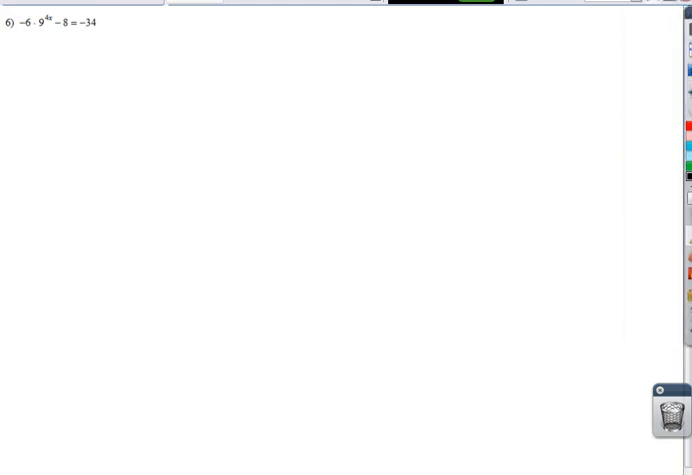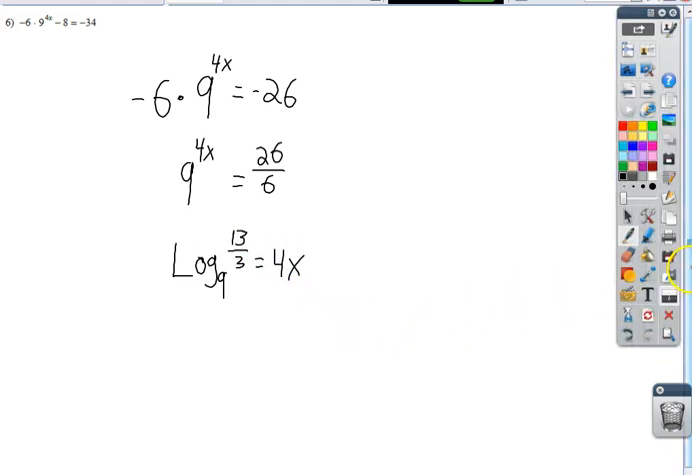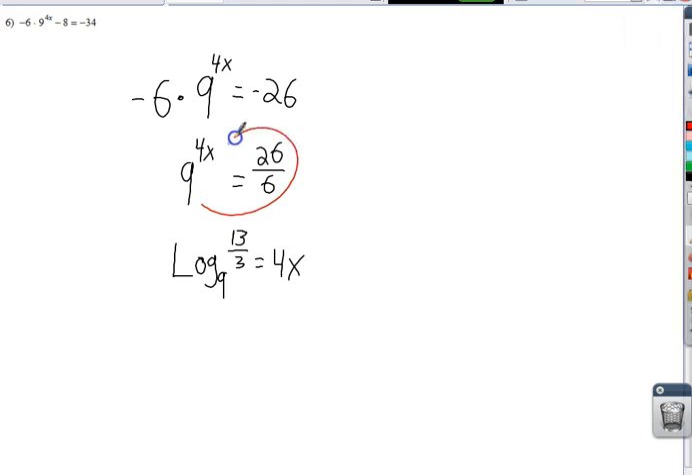Okay. This problem. What I have to do first here, I've got to take negative 34 and add 8 to it. Now when I do this, I end up getting negative 26. I then divide by that negative 6. It's got to be the negative 6. Take the negative along with it. I get 26 over 6. Turn that into a log using our loop diagram. Now I'm going to give this 13 over 3. I'm simply going to simplify it down. Equals 4x here. Again, this is doing our little loop diagram.